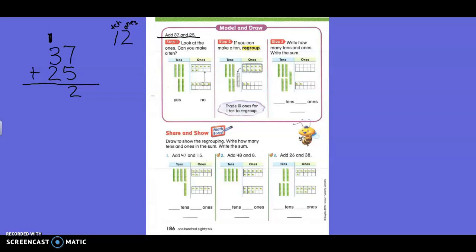Kinley? Add up all the 10s. So we get 1 plus 3, which is what? 4. And 4 plus 2 is 6. So what is our answer? 62. 37 plus 25 is 62. Write that right here, please.